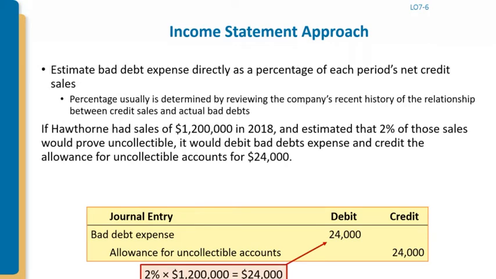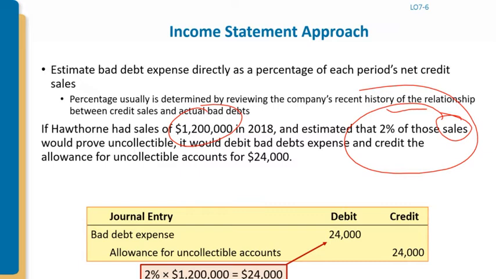So, in the income statement approach, it means that we will be calculating bad debt expense on the gross sales amount. So here in this example, we will be calculating the bad debt 2% of the sales amount, and here the total sales is 1,200,000. So bad debt expense debit and allowance for uncollectible accounts credit.